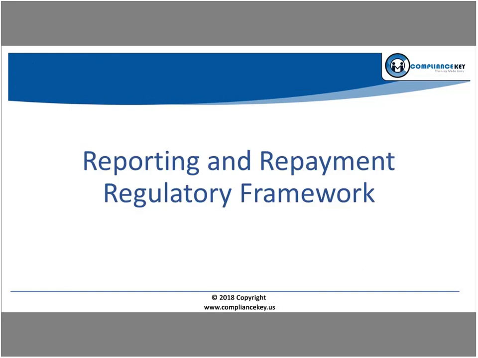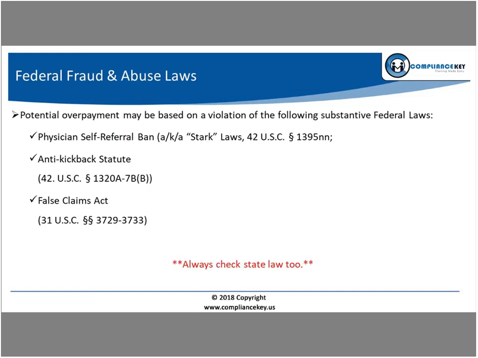Okay, so let's shift gears now that we've laid some foundation and background on different self-disclosure reporting avenues and possibilities. Let's talk through the reporting and repayment regulatory framework. So just generally speaking, a potential overpayment could be based on the violation of one of these substantive federal laws, which is the Stark Law or the Anti-kickback statute or the False Claims Act.